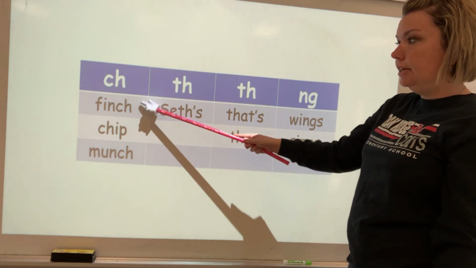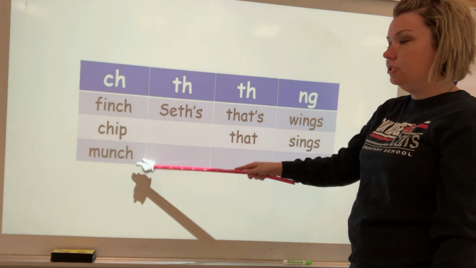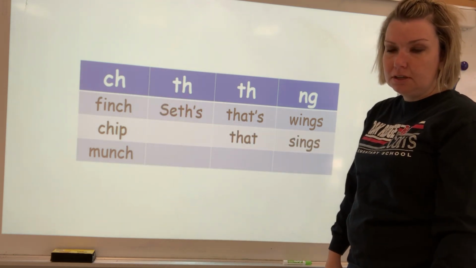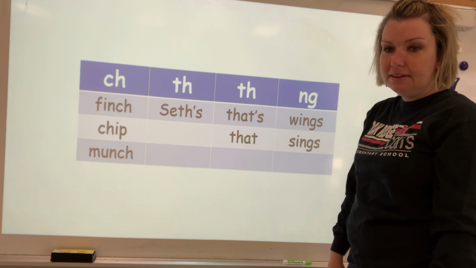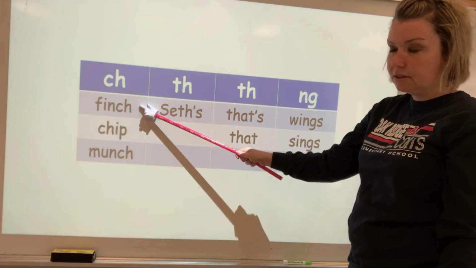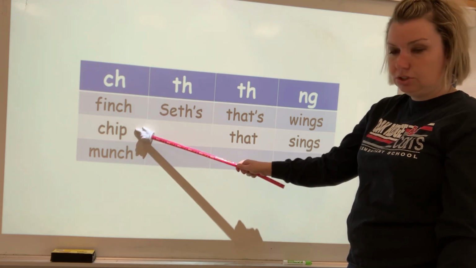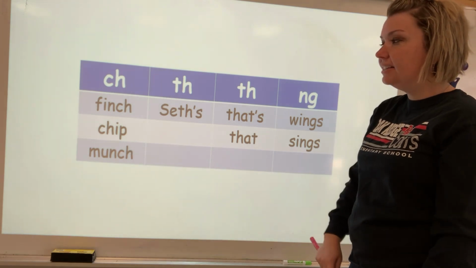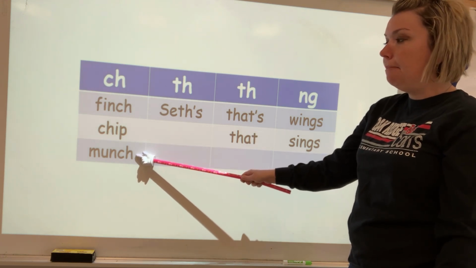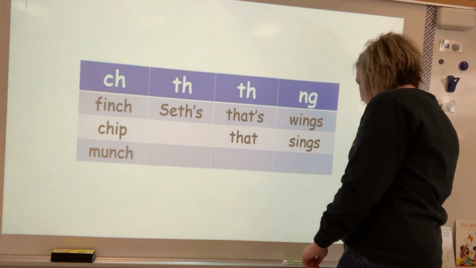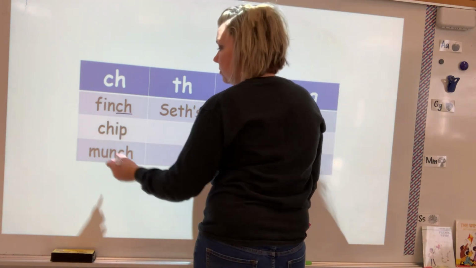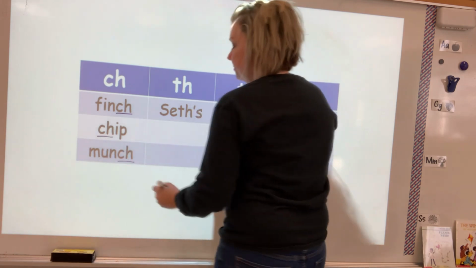Who would like to read the words with CH that are right here underneath that diagraph? Let's see. Ryan, can you read these 3 words for me? Fence. Tips. Munch. Excellent. Finch, chip, and munch. Some of the words have our diagraph at the end, and some words have it at the beginning.